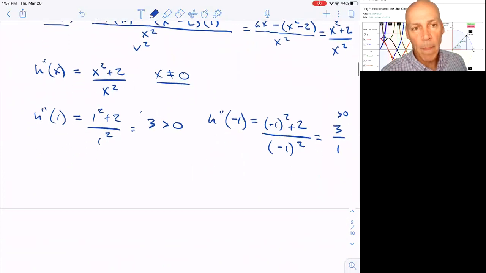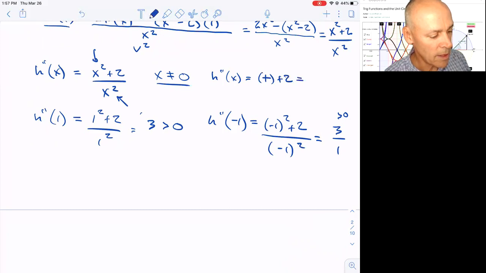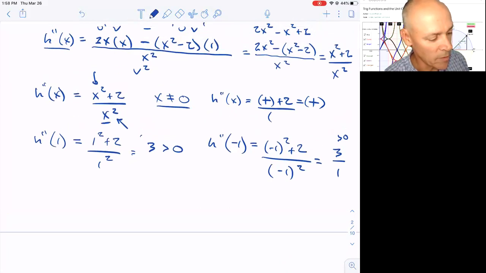So hopefully we can look at this and say, hey, gee, if we plug in any number, and then we square it, we're going to get a positive number in the numerator. Add 2 to that, still a positive number. And then in the denominator, same way. Whatever number it is, we're squaring it, we're going to get a positive result. So really, h double prime at x is going to be some positive value plus 2, which still gives us a positive value, over a positive value because we're squaring whatever our number is for x.